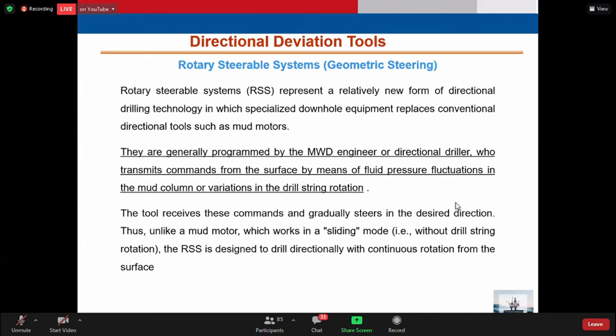A great advancement and great patent that has been developed and discovered is a new system. It's called RSS. What is the meaning of RSS?